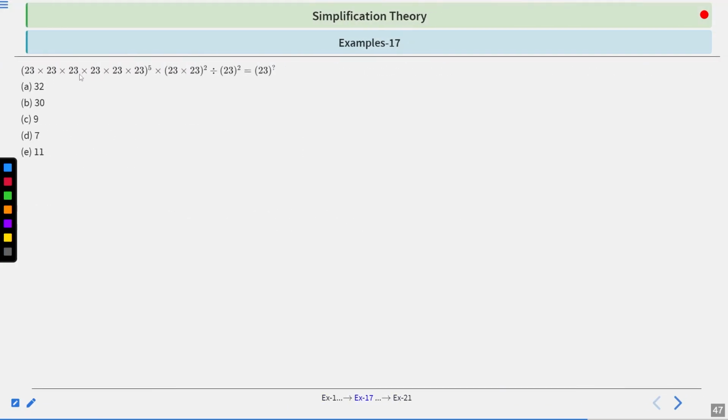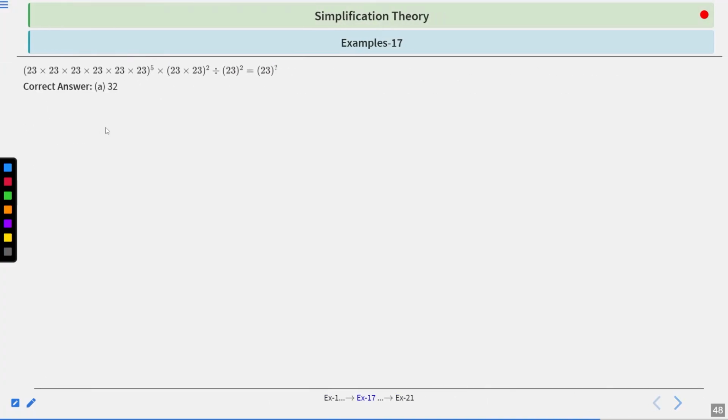So this is the question of indices. Now the question is 23 into 23 into 23 into 23 into 23 into 23 to the whole power 5 multiplying by 23 into 23 whole square dividing by 23 to the power 2, which equals 23 to the power what? Now we have 5 options. First one A is 32, B is 30, C is 9, D is 7, E is 11. Now see the solution. So the correct answer is 32.